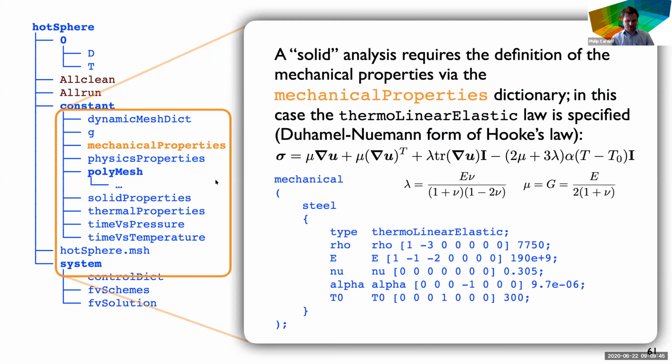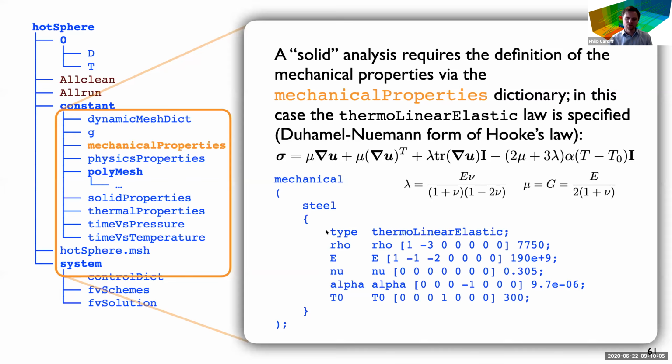The mechanical properties file, which we can open and have a look at. There's only one material. Its type is thermolinear elastic, so that's this mechanical law implementing this definition of stress. You can see I've used the word steel here. When there's only one material, that word's not used for anything. It's just for your own sake, just a label.